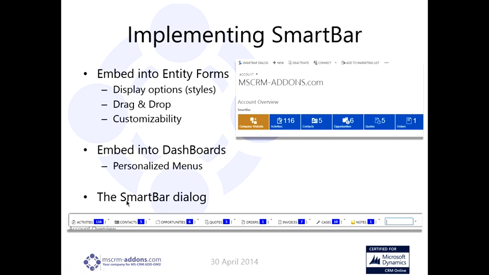The last thing that I'm going to show on that is the SmartBar dialog. So basically what the SmartBar dialog is, if I do not want to embed the SmartBar into a form, there's a quick button in the command bar where I can quickly and easily access this floating bar. So I can get to the SmartBar from anywhere, from any entity. I have that option to bring up the SmartBar and keep navigating around.